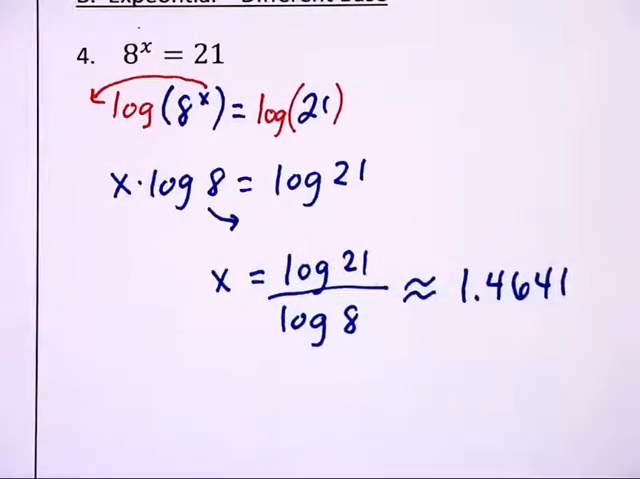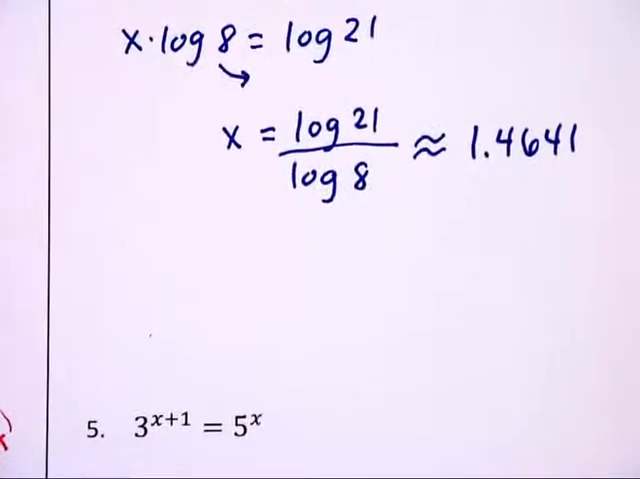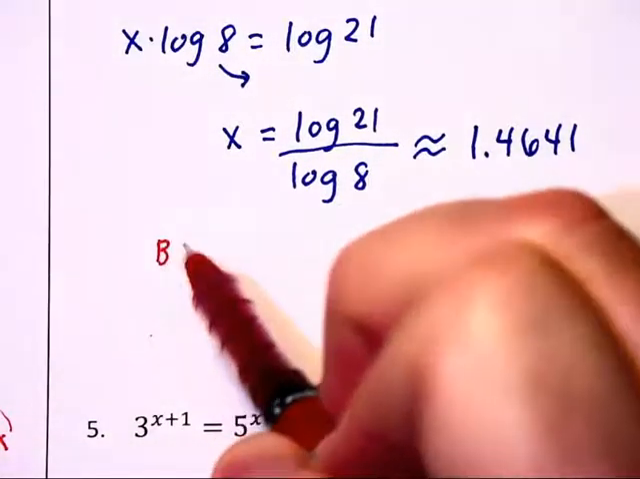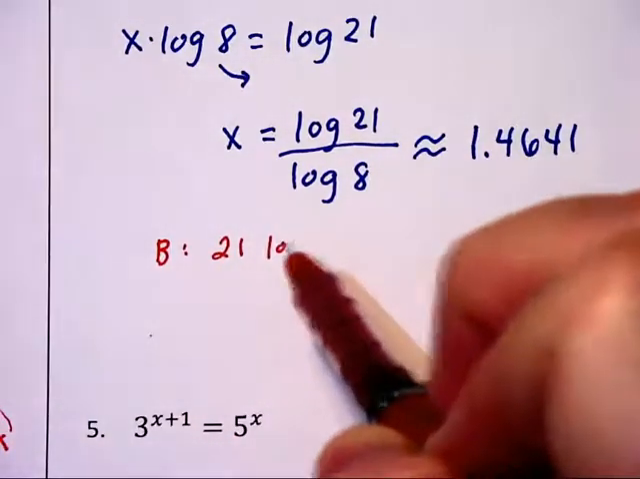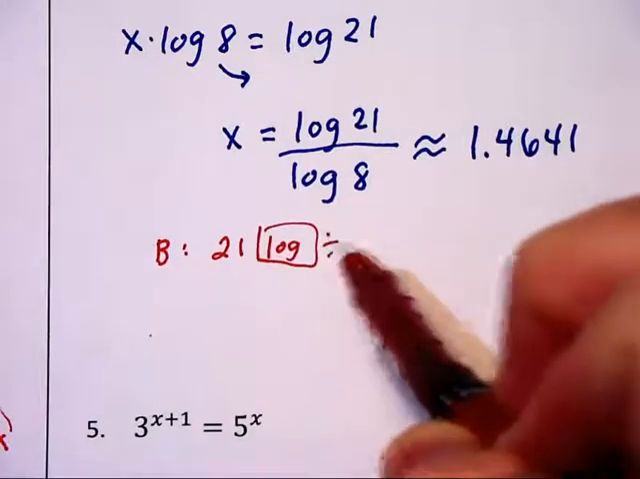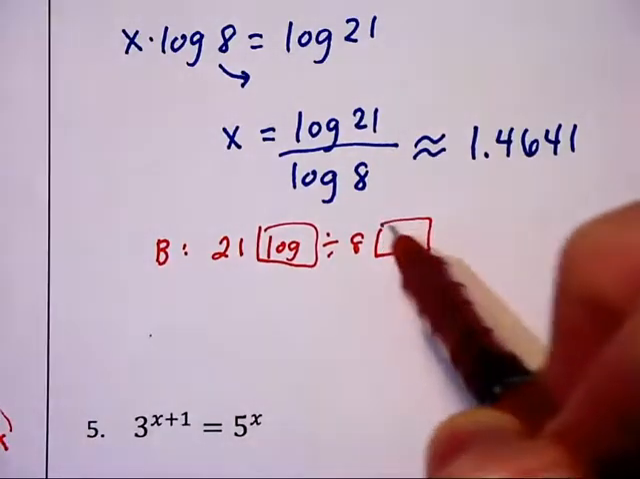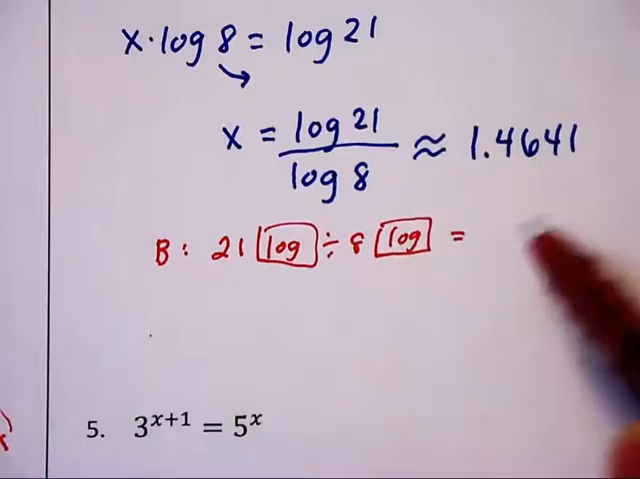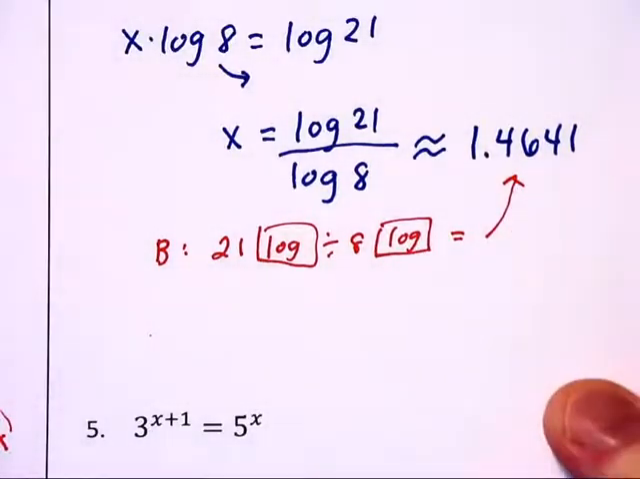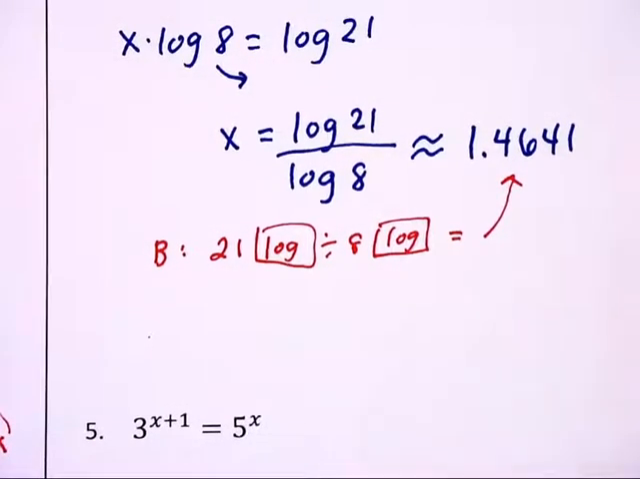Note again, if you have a backwards calculator, you're going to have to type this into your calculator as 21, hit the log key, divided by 8, hit the log key, then hit your equal sign in order to get that value. If you have a normal calculator, you don't have to worry about that at all.